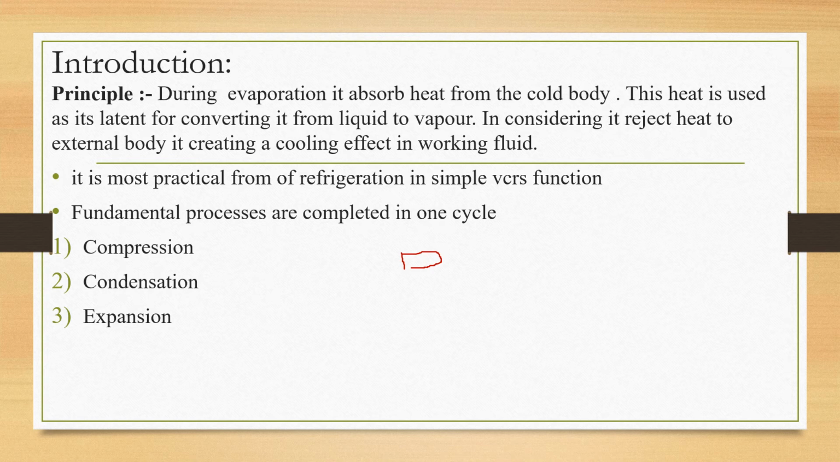It is the most practical form of refrigeration in a simple VCRS function. The fundamental processes are completed in the first cycle. In the first cycle itself, the main principles are completed, that are compression, condensation, and expansion. In compression, the refrigerant is compressed, and then it is allowed to condense. Means the temperature will be decreased, and after that it is allowed to expand.